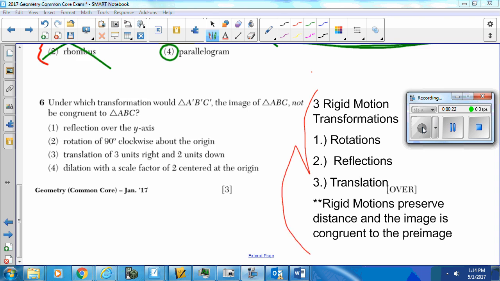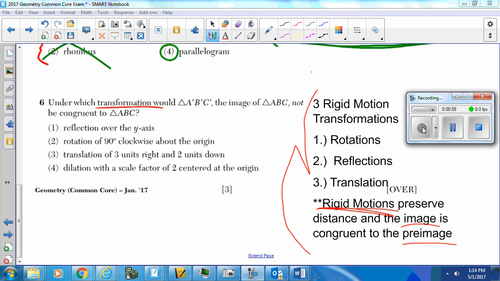And let's read the question. It says, under which transformation would triangle A prime, B prime, C prime, the image of triangle ABC, not be congruent to triangle ABC? All right? Now, we've talked about in the past what a transformation is. There were 3 rigid motion transformations. The reason we call them rigid motion transformations is because they preserve distance and the image is congruent to the pre-image. Okay? And that word preserve means stay the same. So keep that in mind when thinking about this question.